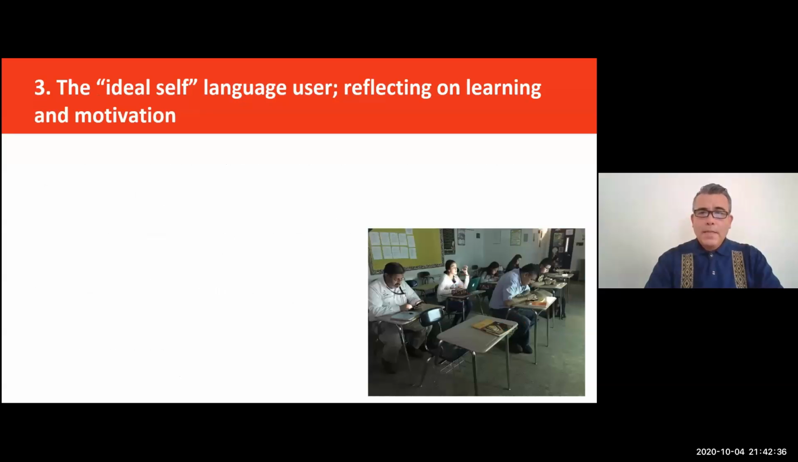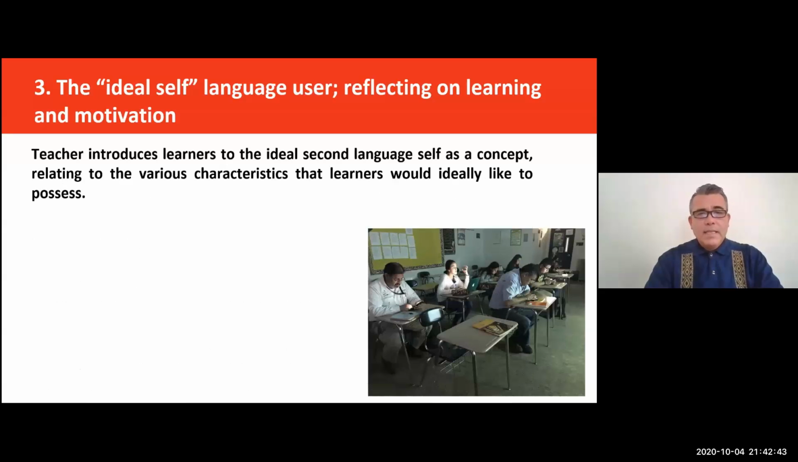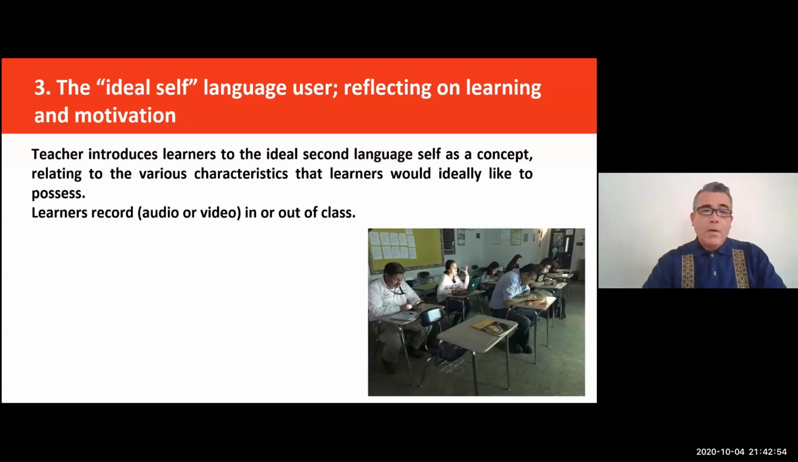Another activity is this one. This is a little bit more complex, but it's a good activity because students reflect on learning and motivation, okay? So in this case, the idea is to help them a little bit and to find out the characteristics that learners would ideally like to possess. They can do this either using the audio or the video in or out of the class. And the teacher can help students by giving them some ideas, like the beginning of a sentence, and then they just complete the idea with their own words.